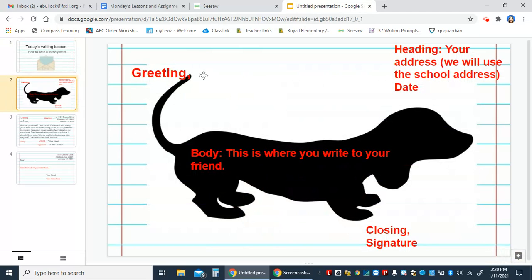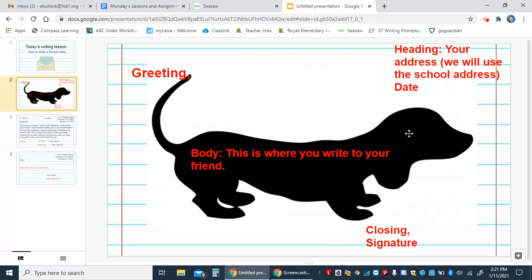On this slide, I've put a picture of this dog, and you're probably wondering, why in the world did she do that? Well, I'm going to teach you the parts of a friendly letter, and this puppy dog picture might help you remember the parts of a friendly letter. And then when you get ready to write your own friendly letter, maybe this picture will help you remember, oh, I need to put my heading here and my greeting here and my body here. So I want you to pay close attention.